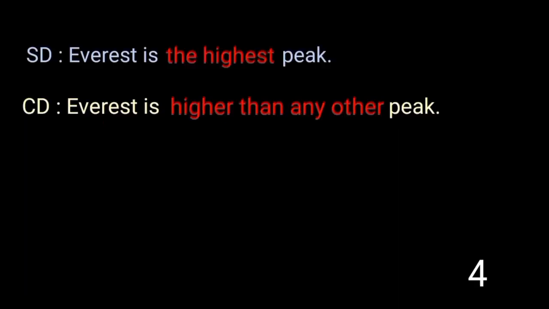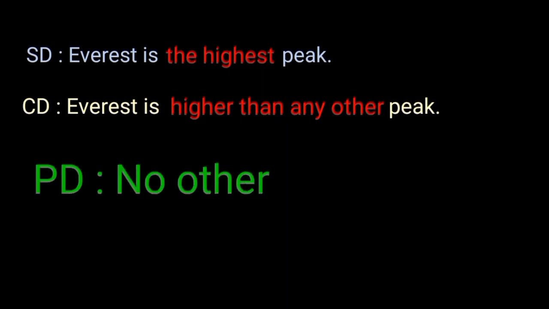Now positive degree. Unlike the superlative and comparative degrees, the positive degree should not be started with subject and verb. It starts in a different way. In this case, we have to start the positive degree with the phrase no other. After no other, you have to write the word or phrase which is given after the adjective. If the question is in superlative degree, you should not use the phrase the highest. If the question is in comparative degree, you should not use the phrase higher than any other. Instead, the word or phrase given after this should be used. Here the word peak should be used.